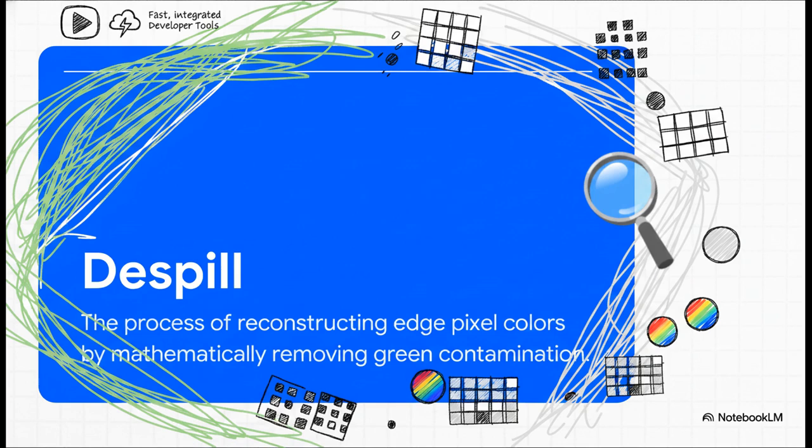So, what even is despill? You know how when you remove a green screen, sometimes the very edge of your subject has this faint green glow? That's called spill. Despilling is the process that mathematically figures out the true color of those edge pixels and removes that green contamination. It's the secret sauce that makes the final image look so clean.